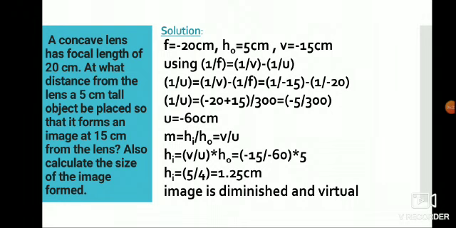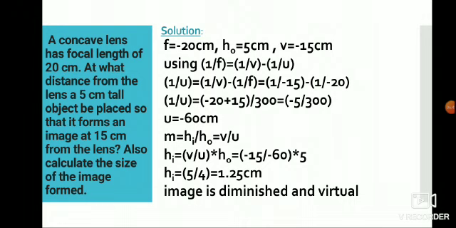Using the lens formula, you will get U. Just substitute the value. So U will be 1 by V minus 1 by F. Substitute, solve, you get U as minus 60 centimeter. So height of image by height of object is also equal to V by U. So height of image will be V by U into height of object. Substitute the value, you get the height of image.